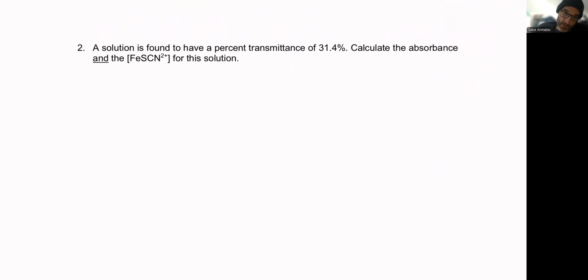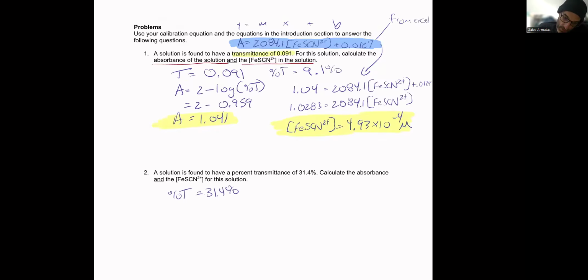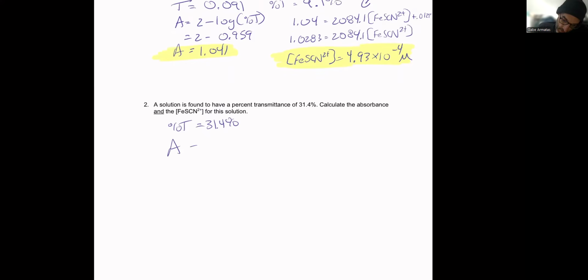All right, so with that, the next one should be pretty simple. A solution is found to have a percent transmittance of 31.4. Calculate the absorbance. We have to do it again, that's easy enough. Now that I have the percent transmittance of 31.4%, I'm going to plug that into my absorbance equation. So absorbance equals 2 minus log of the percent transmittance. I'm just going to do the math quickly. My absorbance turns out to be 0.503.